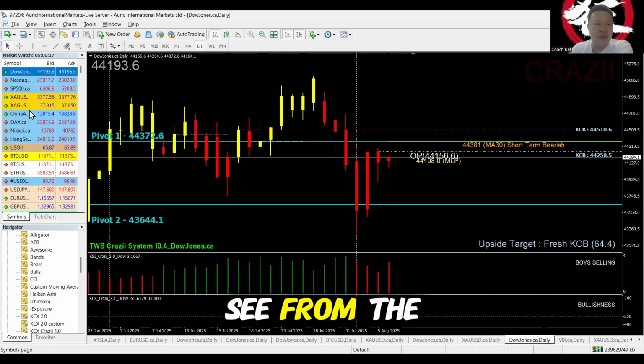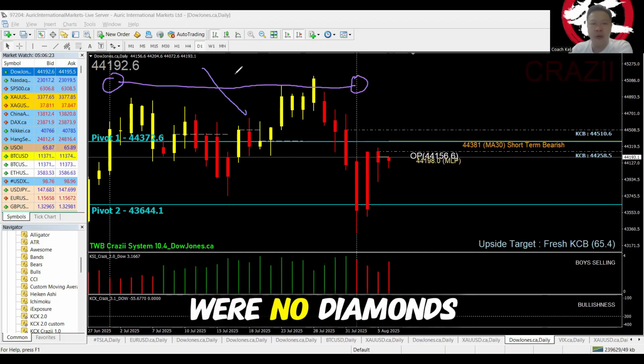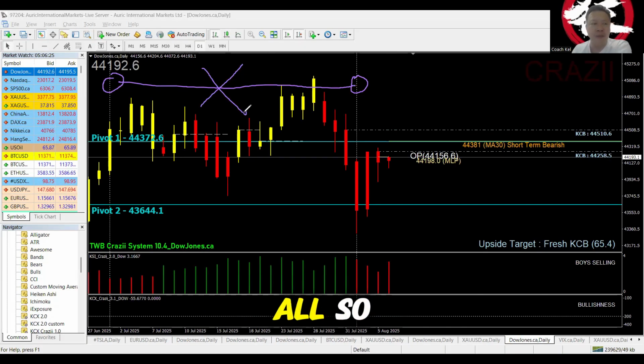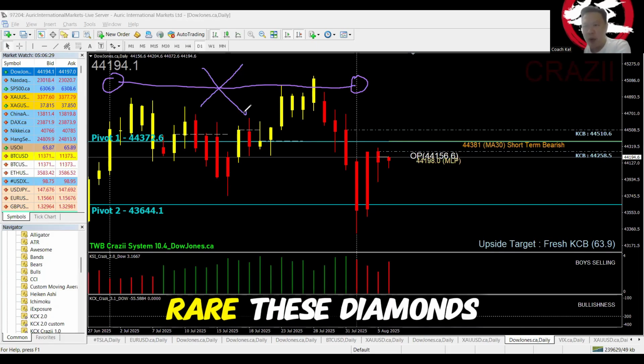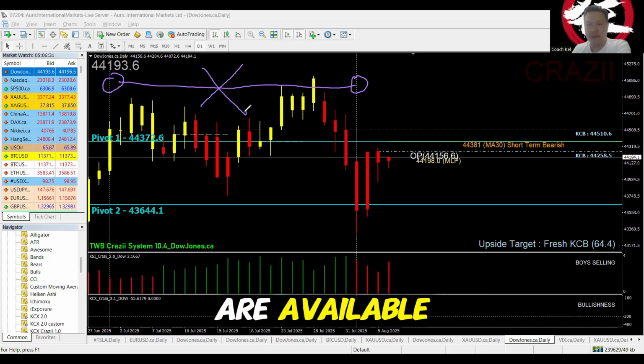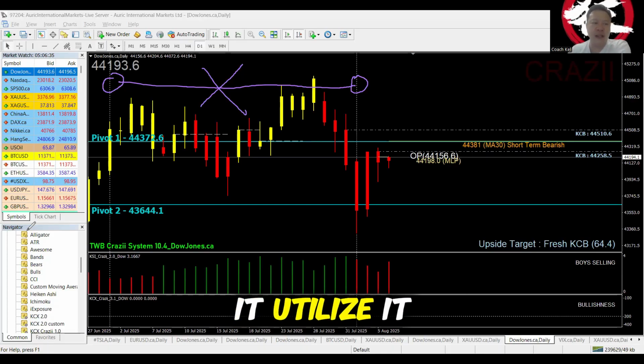So you can see from the chart, from the start of the month to the end of the month, the entire period had no diamonds at all. That tells you how important and how rare these diamonds are. So don't expect to have diamonds every time. If you have it, utilize it well.